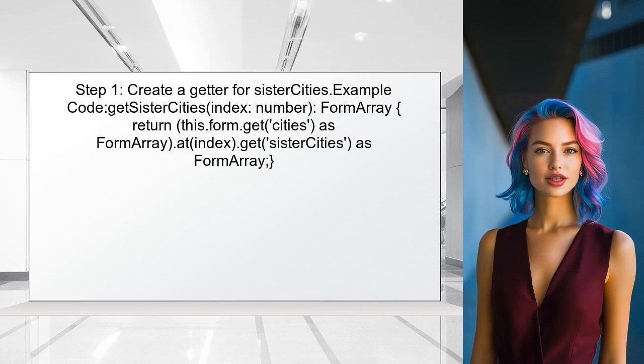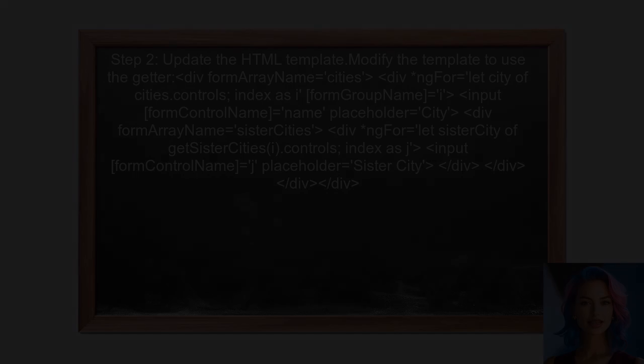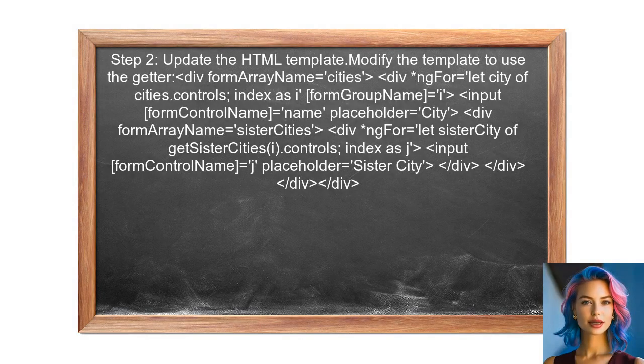To access a nested form array, the user needs to create a getter that targets the specific form group first. Let's start by modifying the existing code to include a getter for sister cities. Next, the user should update the HTML template to use this new getter. This will allow access to the sister cities form array for each city.